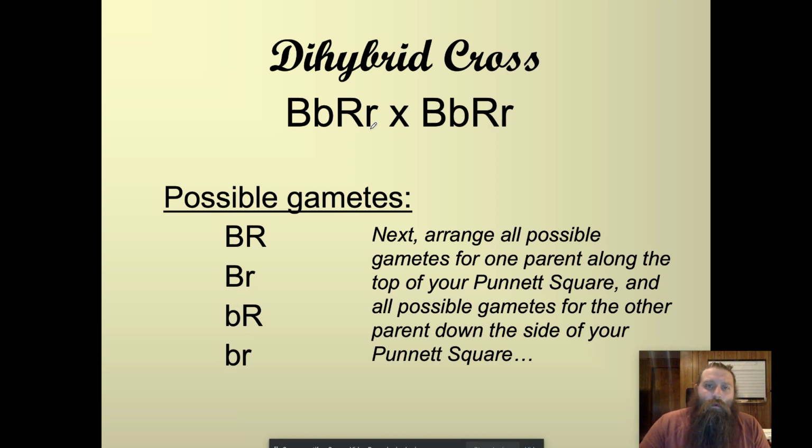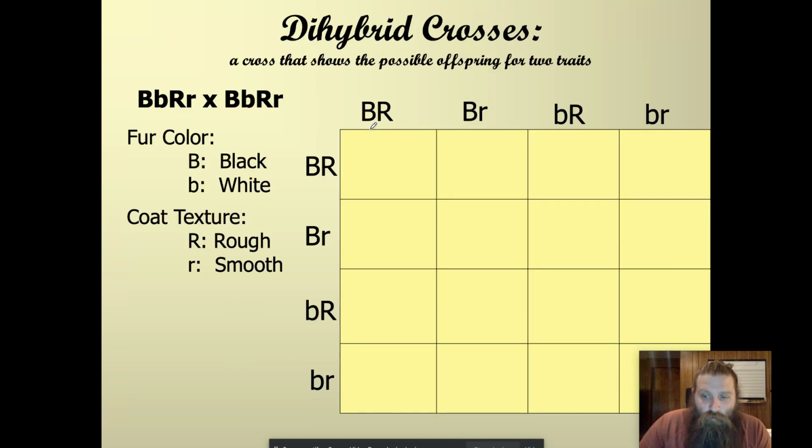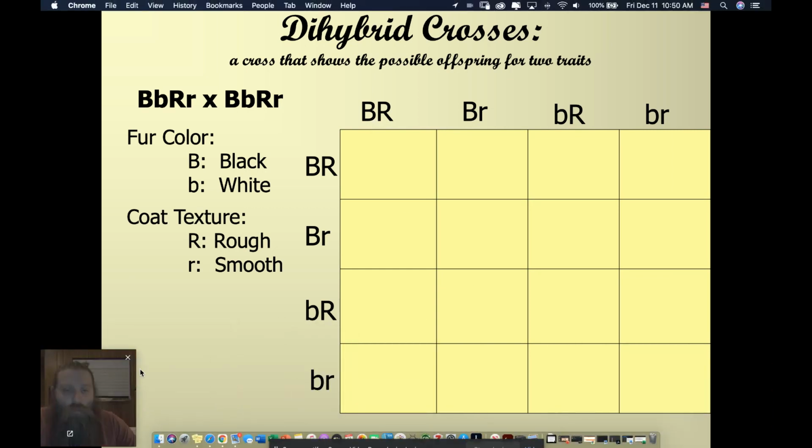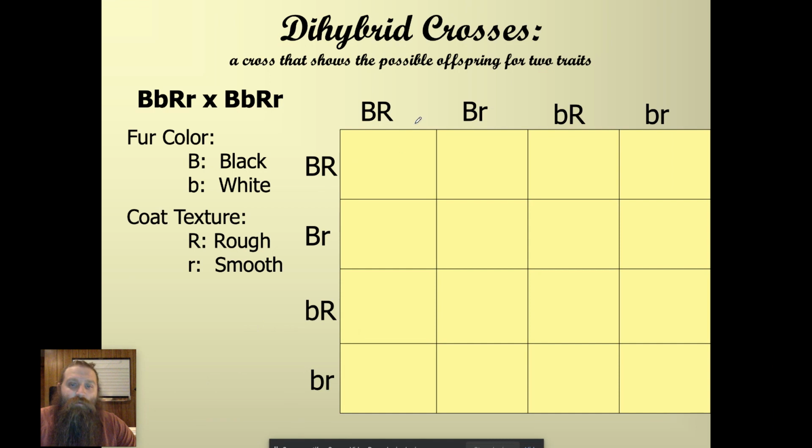Now, in a monohybrid cross, we only have 2 squares on each side, so a total of 4 squares. Now we need 16 squares, all right? And we're going to lay our gametes down the side just like normal. It's just now instead of 2, we're going to get 4 things. And then we're going to go in and write our letters. So this would be big B, big R, right?